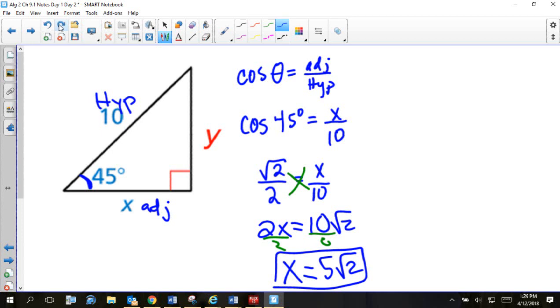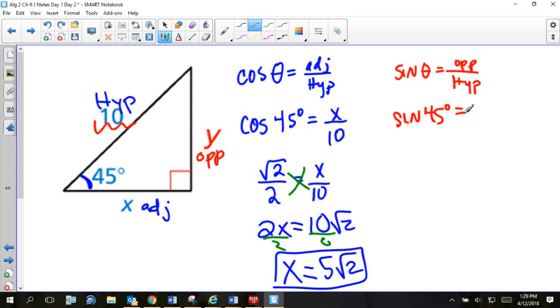Alright, now we have to find y. So according to the angle, which side is y? And I'm going to, again, use the side that's given, not the one I just found, just in case I made a mistake. So we're going to be using sine theta equals opposite over hypotenuse. So sine of 45 degrees is equal to y over 10. What is the sine of 45 degrees? Radical 2 over 2. It's the exact same as the cosine of 45 degrees. So since it's exactly the same, I think I can just put my answer now, because these are exactly the same.